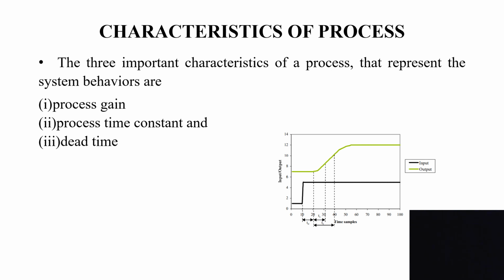If you look at this response, the bottom one is the input and the top one is the output. The input is a step input and the respective output is a step output. If you closely monitor this, you can see the process gain, which is based on the amplitude of the output to the amplitude of the input. The remaining two components, time constant and dead time, we'll be exploring now.